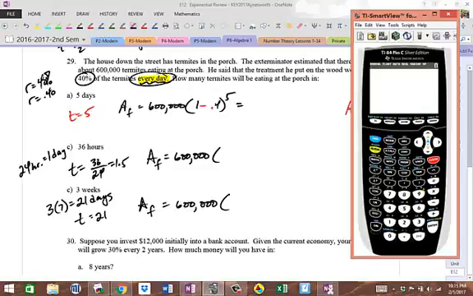So watch. Enter in 600,000 again times 1 minus 0.4, or you can enter in 0.6. You know, 1 minus 0.4 is 0.6, because if 40% is gone, then 60% remains. So you can enter in 0.6 here if you want. All right, raise it to the 5th power. And you should end up with a smaller number here because we're killing these termites, not letting them grow.